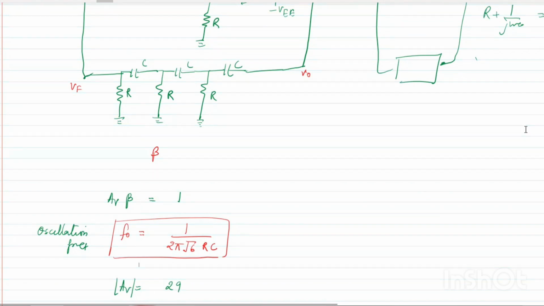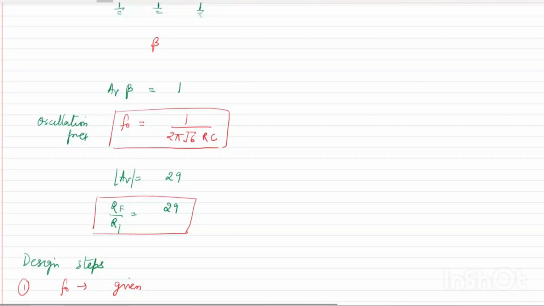Okay, so this is the derivation we are going to do for the RC shift, where we get F naught and A B. Now, how will you design? What are the design steps? The design steps will be: F naught will be given to us. What is F naught? The frequency which you are going to have in this RC phase shift oscillator.